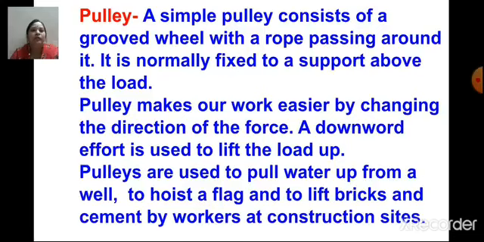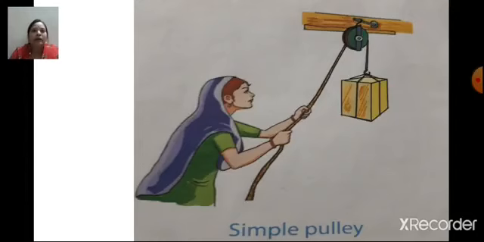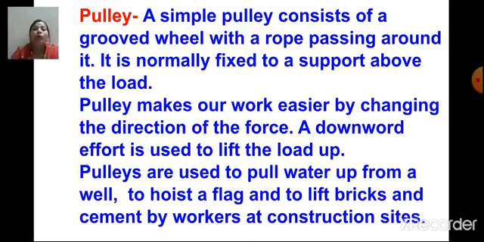Okay. Now pulley, a simple machine, consists of a grooved wheel with a rope passing around it. It is normally fixed to a support above the load. Can you see this picture? In this picture you can see that the pulley is fixed on the wooden plank. Now pulley makes our work easier by changing the direction of force. A downward effort is used to lift the load up, right? When we put the effort in a downward direction, then the load will be pulled up.